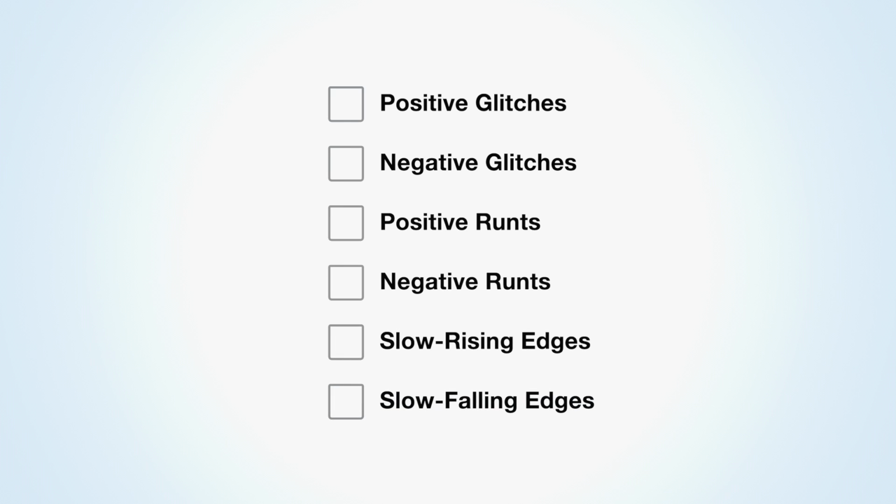Each of the six tests is a trigger mode that enables you to find different anomalous signal types: positive or negative glitches, positive or negative runts, and slow rising or slow falling edges.